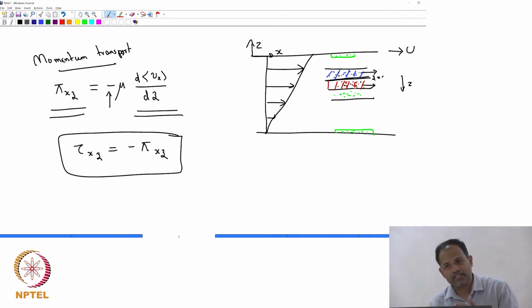Or thinking of it the other way, if the red molecules are going towards the region of the blue molecules, then the red molecules are really trying to bring down the velocity of the blue region. So it is as if the red region is exerting a force in the opposite direction onto the blue region. That is why it is a shear stress, and that is why shear stress and momentum flux are equivalent quantities.